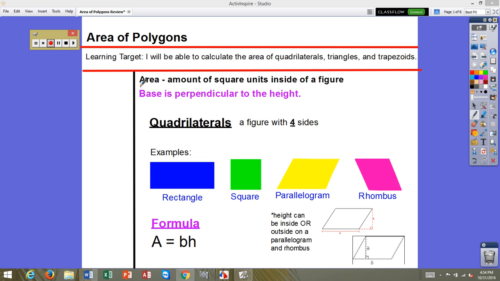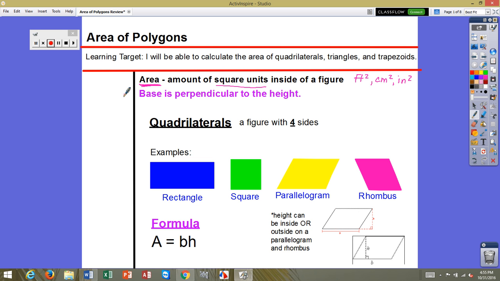First of all, let's understand the formula, or the definition, of area. The definition of area is it is the amount of square units that are inside a figure. Okay? That's why when we label our area measurements, we label them with measurements like feet squared, or centimeters squared, or inches squared, because we're describing how many square feet or square centimeters or square inches are inside a shape.